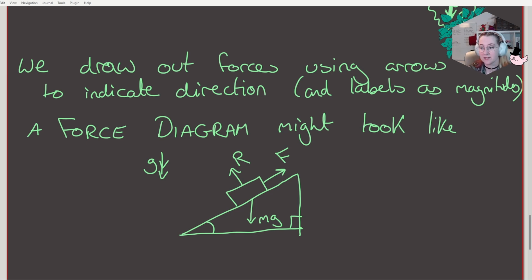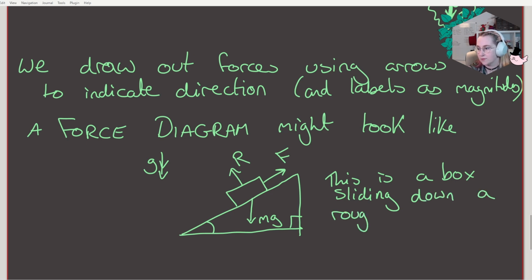But just from looking at this, you can tell that this is a box sliding down a rough inclined plane. Because it has that friction force, because it's moving in that direction, we're assuming that's where it's going. It could be stationary. The forces could balance and it could be stationary, but typically this is what we're getting.